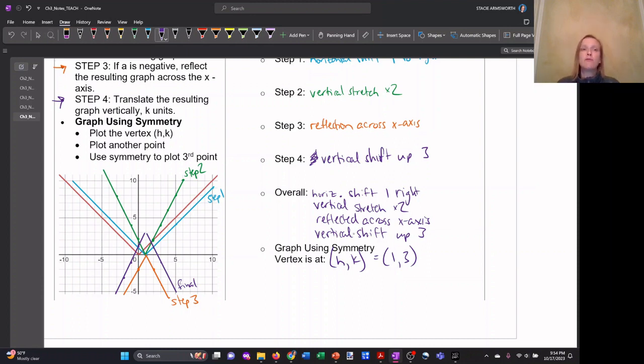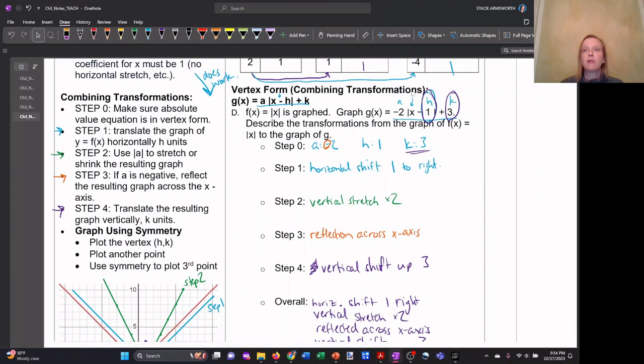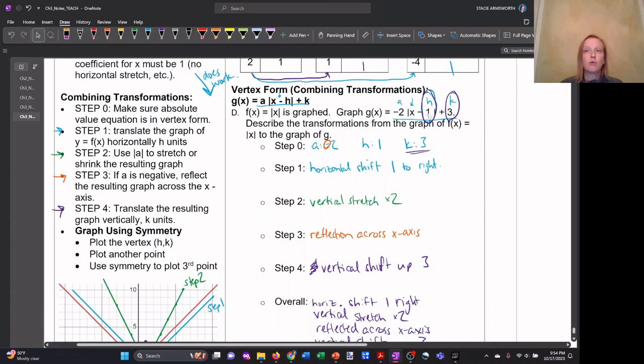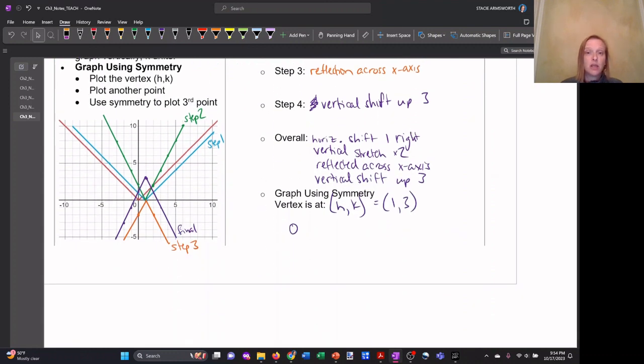I can then use the fact that absolute value functions are symmetric to plot an additional point on the function. So pick any value for x other than 1. I could choose the value 0. So I go up to my original function, plug 0 in. 0 minus 1 is negative 1. Take the absolute value, it's 1, times negative 2 is negative 2. And then add 3, I get positive 1. So when x equals 0, y equals 1.